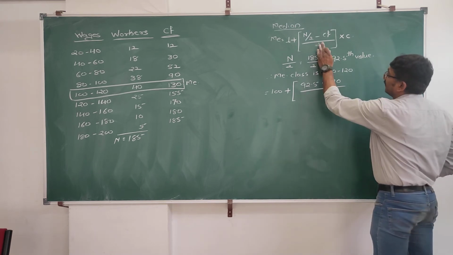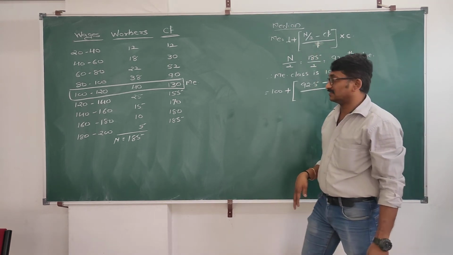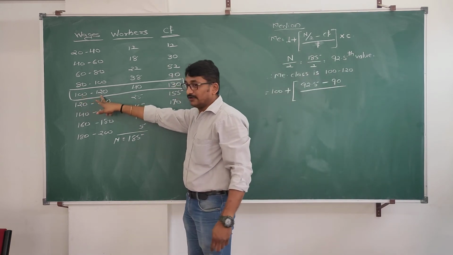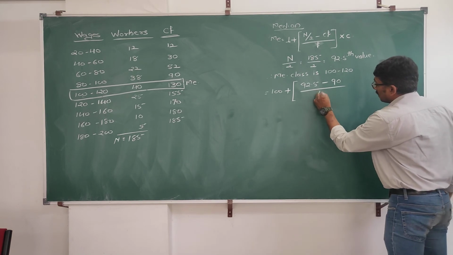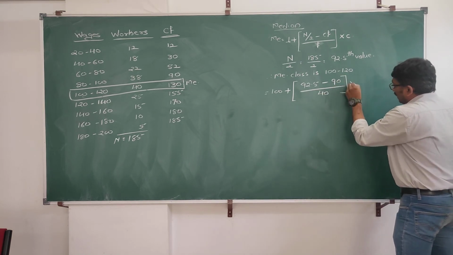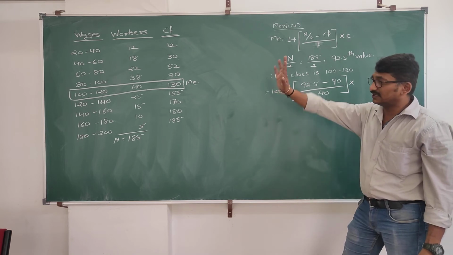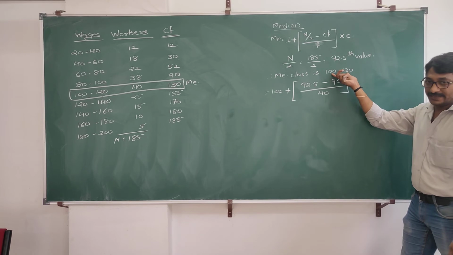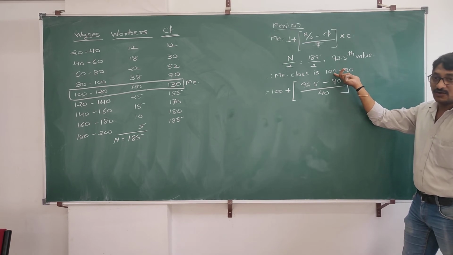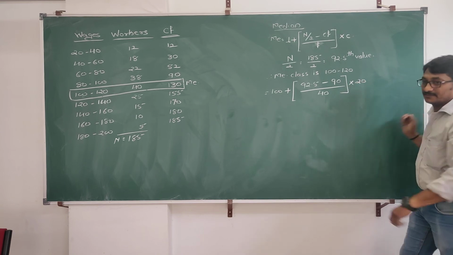This is divided by F. F is nothing but frequency of median class. Your median class is 100 to 120. What is the frequency of this? 40. Multiply by C, which means difference in median class. Don't see the difference in other classes. You have to check the median class. You know median class is 100 to 120. What is the difference in this? Difference is 20.